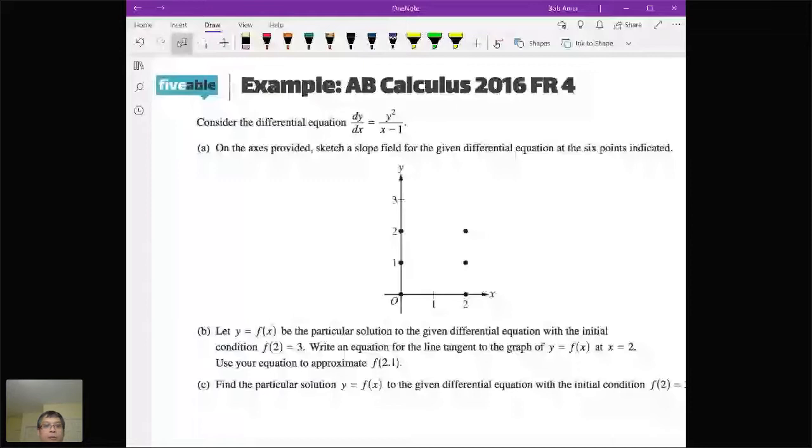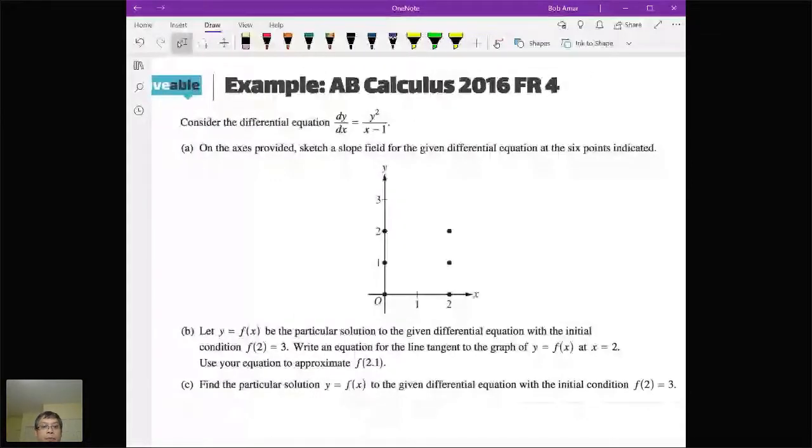In the interest of time, I really do want to just focus in on the initial condition piece. Okay, but I am going to talk through part A. And there's a specific reason I want to talk through part A, and that is because it has an important implication for the answer to part C, or at least I think it helps you see the answer to part C.